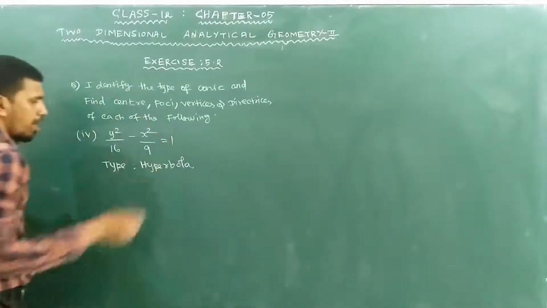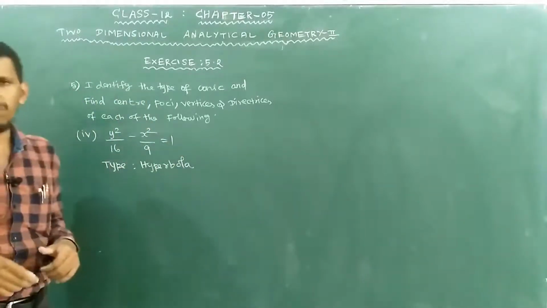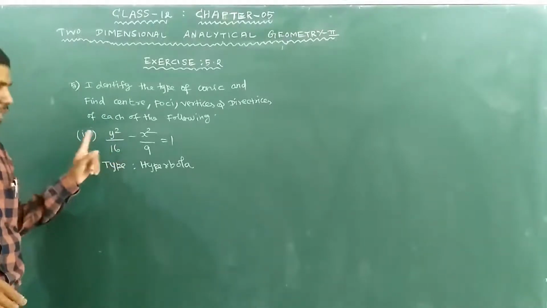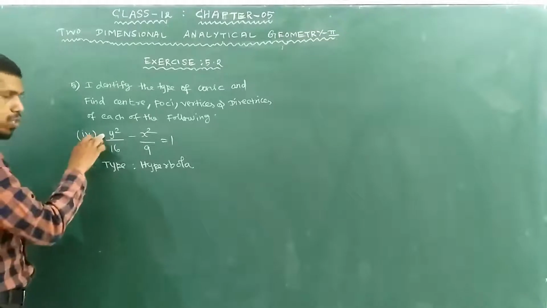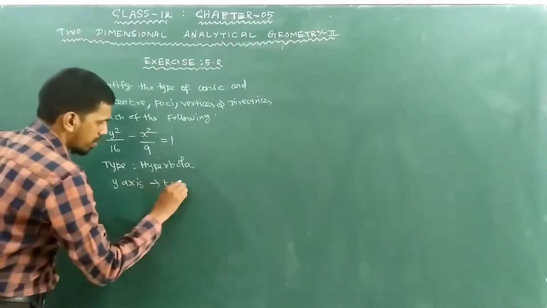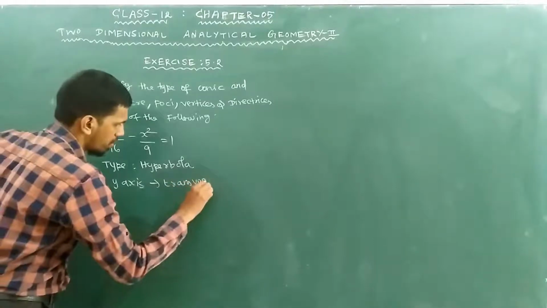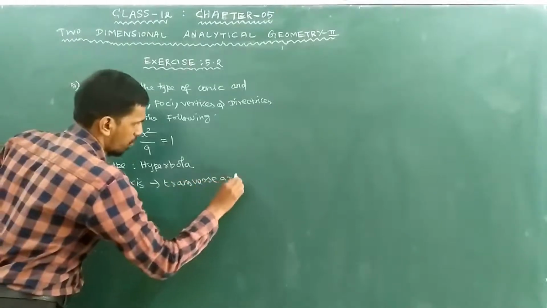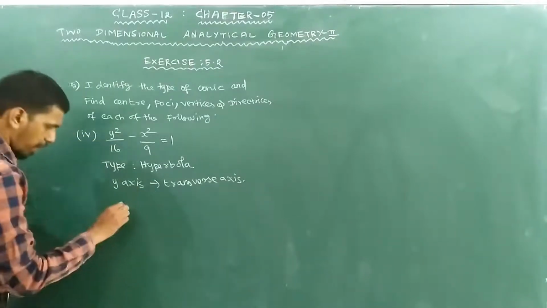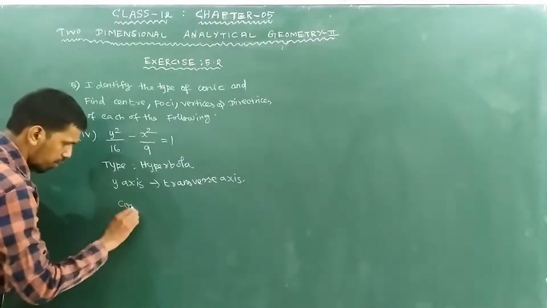In a hyperbola, we find the transverse axis. Y square has the positive argument, so the y axis is the transverse axis, and the conjugate axis will be on the x axis. Now, y is the first term of the equation of the problem.